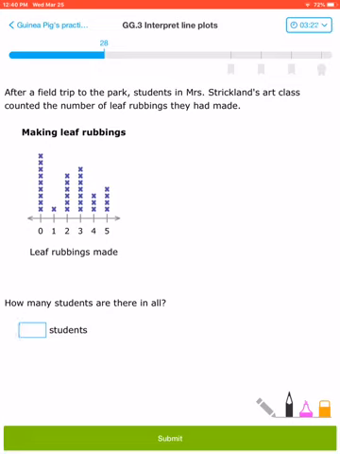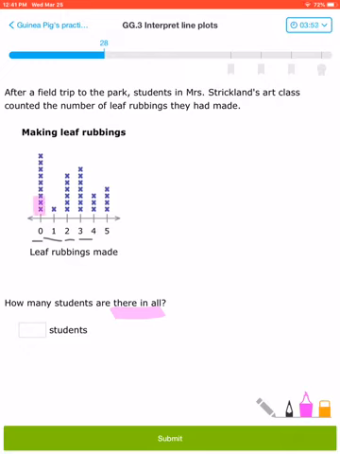Leaf rubbings made. How many students in all? So remember, each X is kind of like a vote. That's your students. That's the number of people. So this 0 is telling me how many kids made 0 leaf rubbings. They just didn't do the assignment. How many did 1? How many did 2? How many did 3? And so on. So if I wanted to get all of the kids, each X represents a kid, so I'm going to count all the X's. You're going to have to hang with me real quick.